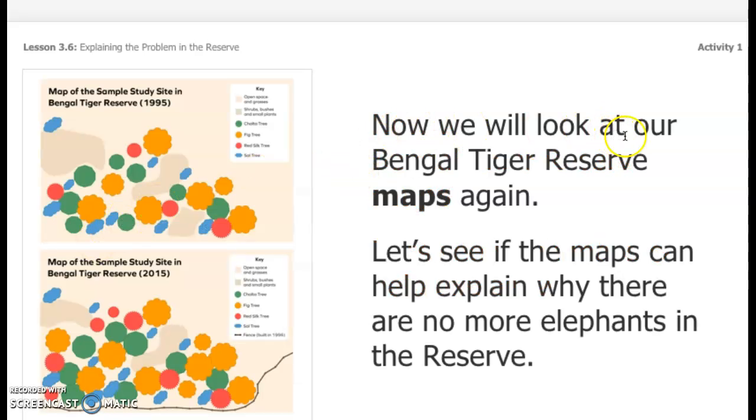Anyways. Now we will look at our Bengal Tiger Reserve maps again. Let's see if the map can help explain why there are no more elephants in the reserve. So let's look at the map. Here are the chalta trees, and this is 1995. There are the chalta trees, fig tree, and the red silk tree. Okay, and in 2015, it looks like there are more trees, but remember the map showed the Bengal Tiger Reserve at two different times, 1995 and 2015.